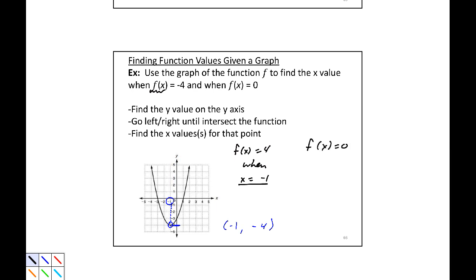A similar process, f of x equals 0, it means the output value is 0, so I'm looking in this direction. Whenever my x values are, well, there's one here. Here, when my x values are -3, and when the x value is 1.